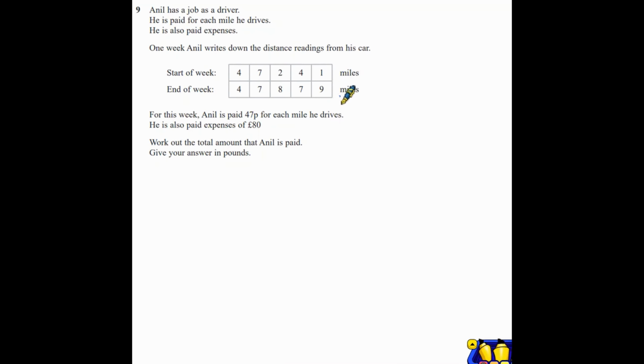We've got the start and the end. He's paid 47 pence for each mile he drives, and he's also paid expenses of £80. Work out the total amount that Anil is paid.